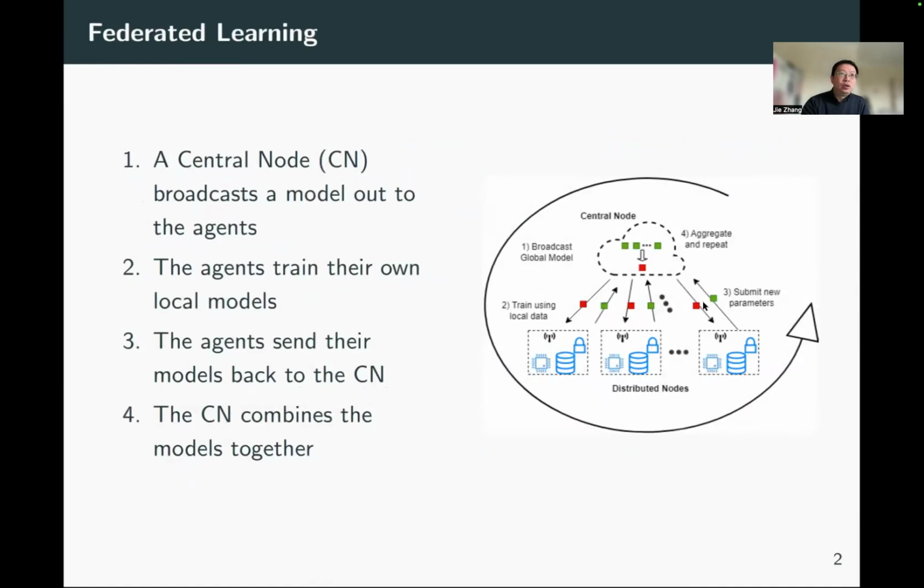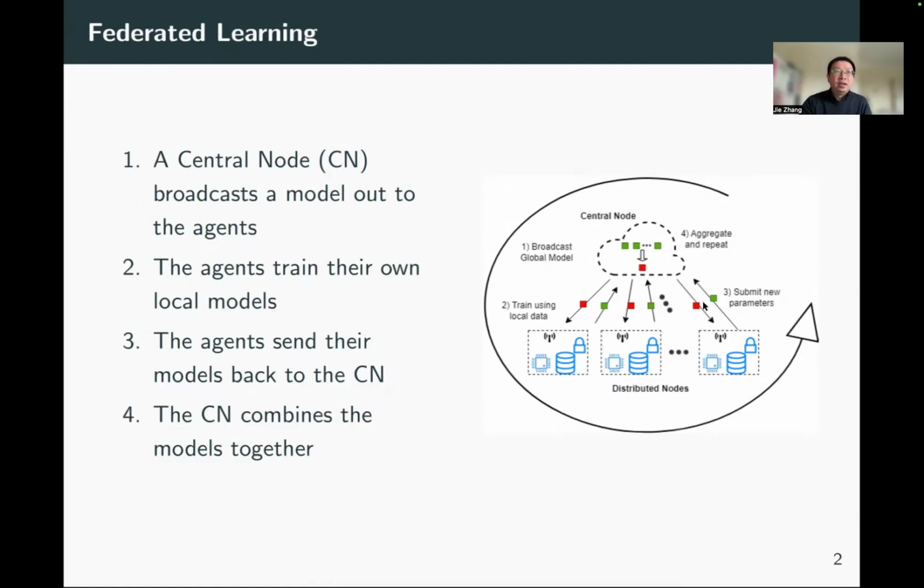So you have a central node which starts by broadcasting the model out to each of the agents. The agents then train the models locally on their own private data. They send the trained models back to the central node. The central node then aggregates the models together and it can then rebroadcast them, and the process can be repeated.